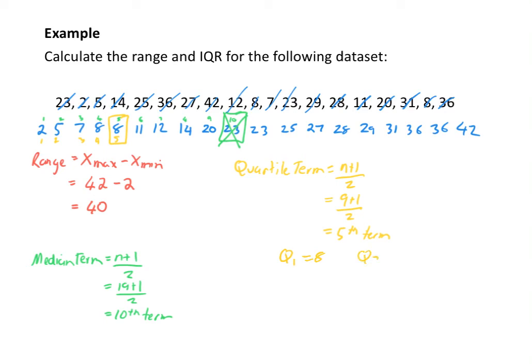So now I need to find my quartile 3 amount. So starting at the beginning of my second half, again looking for my 5th term. So my quartile 3 amount is going to be 29. So now that I know my quartile 1 and quartile 3, I can go ahead and calculate my interquartile range, which is going to equal quartile 3 minus quartile 1, which is going to equal 29 minus 8, which equals 21. So my interquartile range is 21, and my range of the data set is 40.